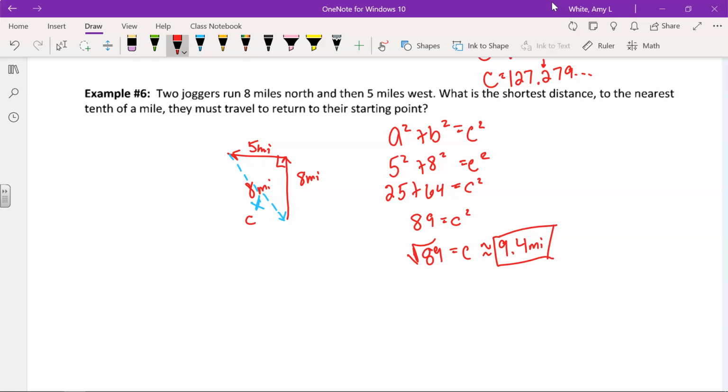And that's how we do the Pythagorean theorem. The key is to remember to identify your hypotenuse correctly. Make sure you include parentheses if you have an expression as one of those values instead of just a single number. And just be careful with how you're setting up your problems.